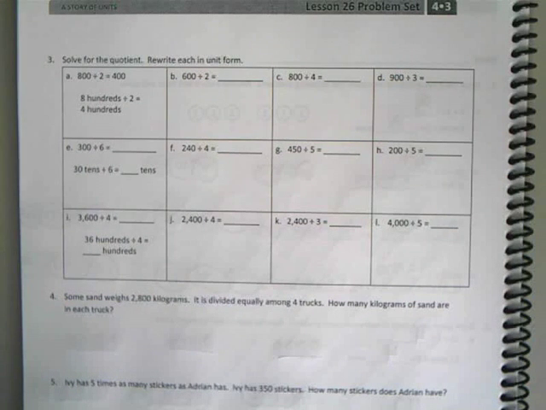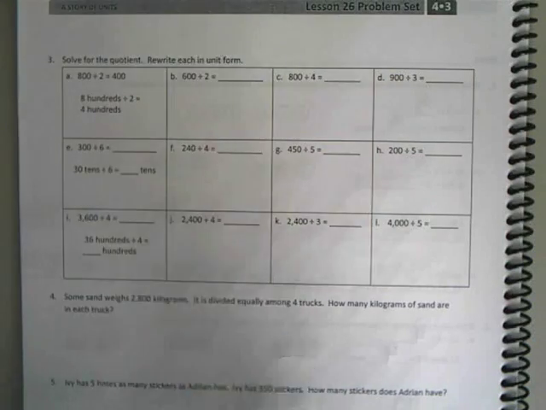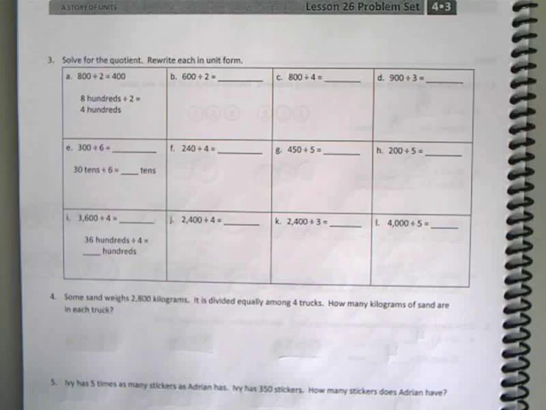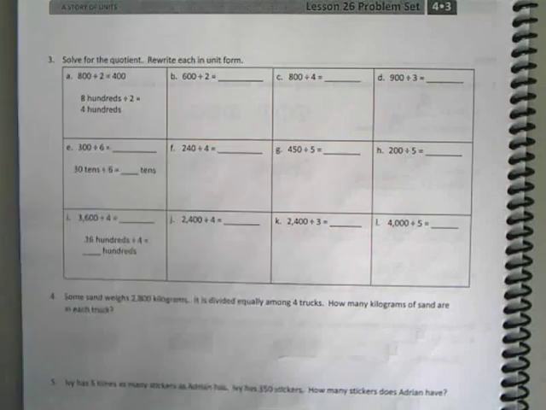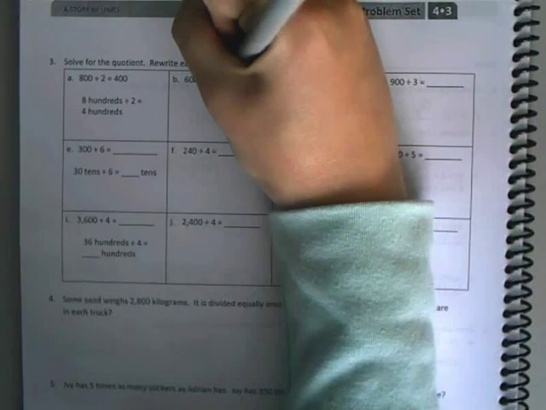I only heard a couple yes. Yes. Yeah? Okay. All right, so let's try the next one. 600 divided by 2 equals 300. You guys do that one fast. I agree. So let's write 300 in there. Fill it in.